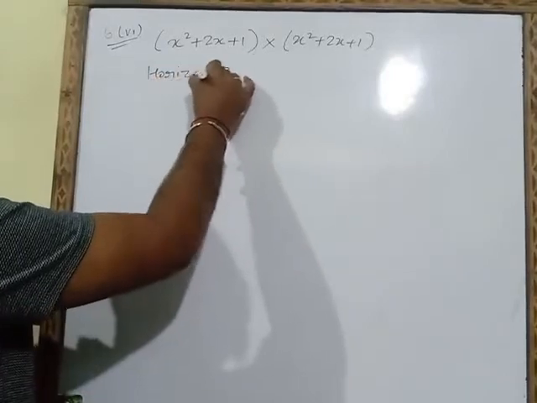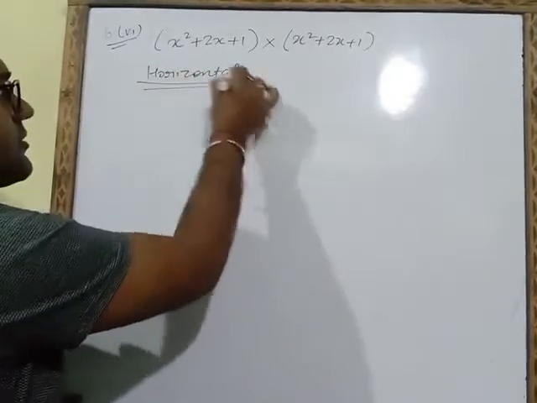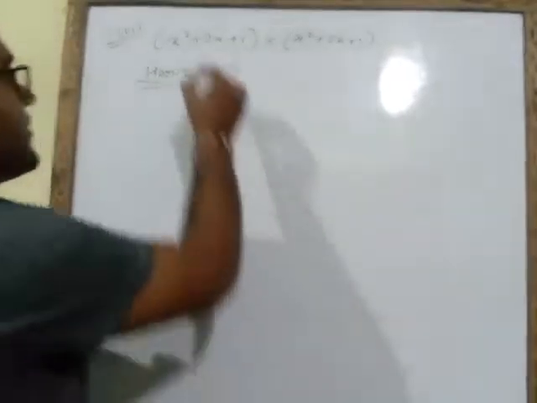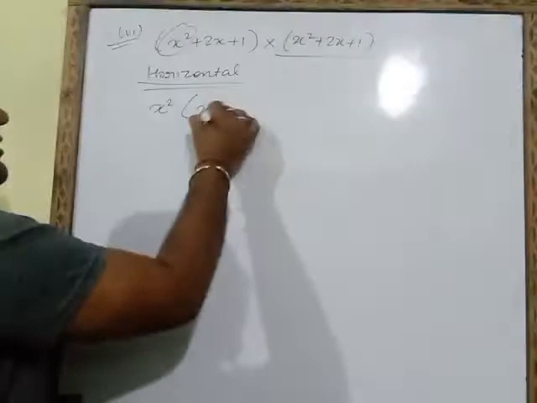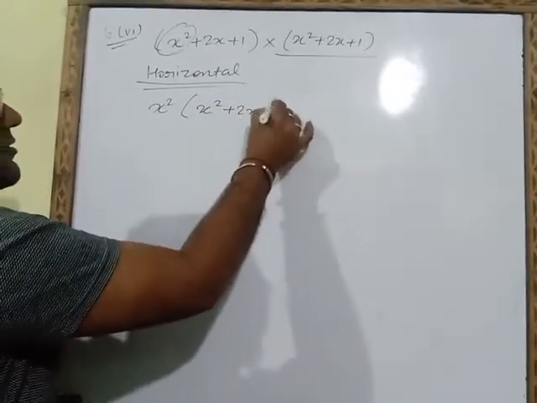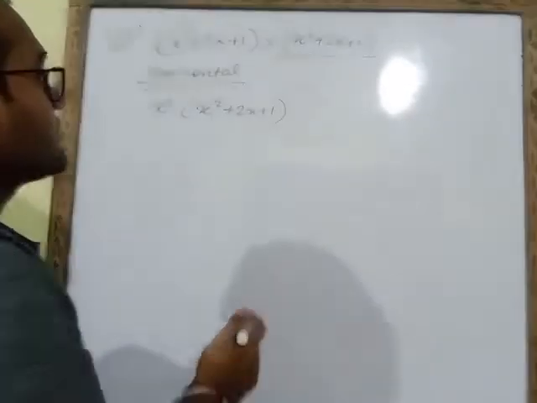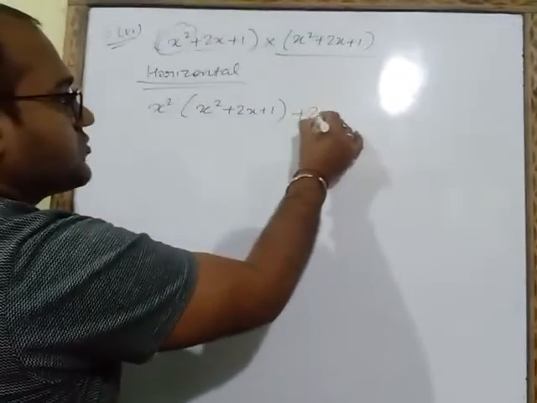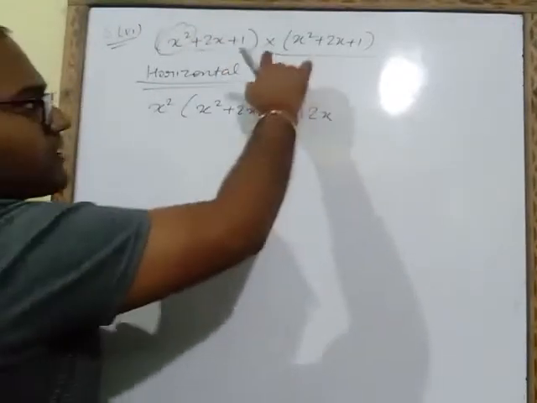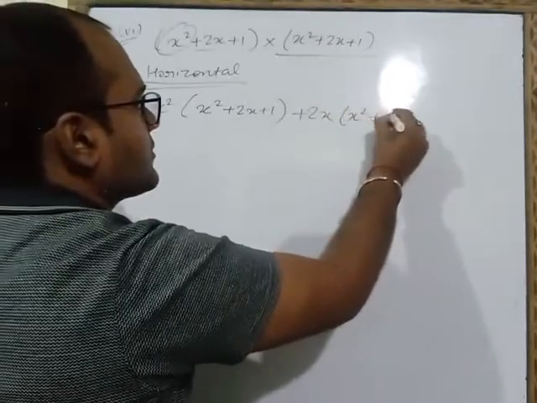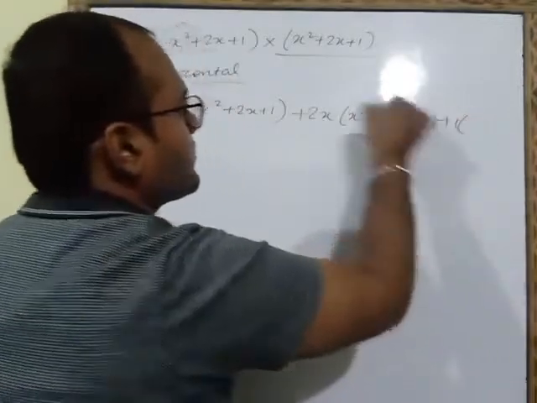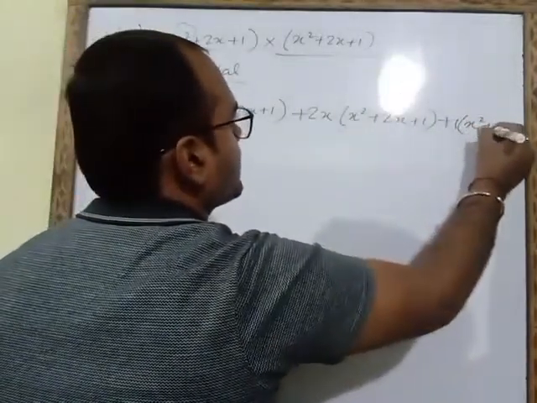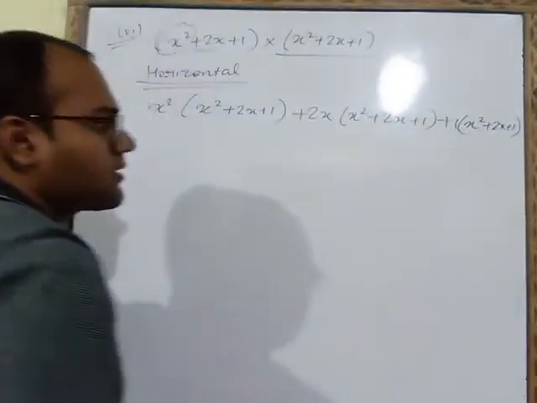In the horizontal method, what you have to do? The first term we have to multiply with the full bracket. Now the second term, plus 2x. This is plus 2x. We have to multiply it with the full bracket. The third term we have to multiply with the full bracket. Now we have to open the brackets.